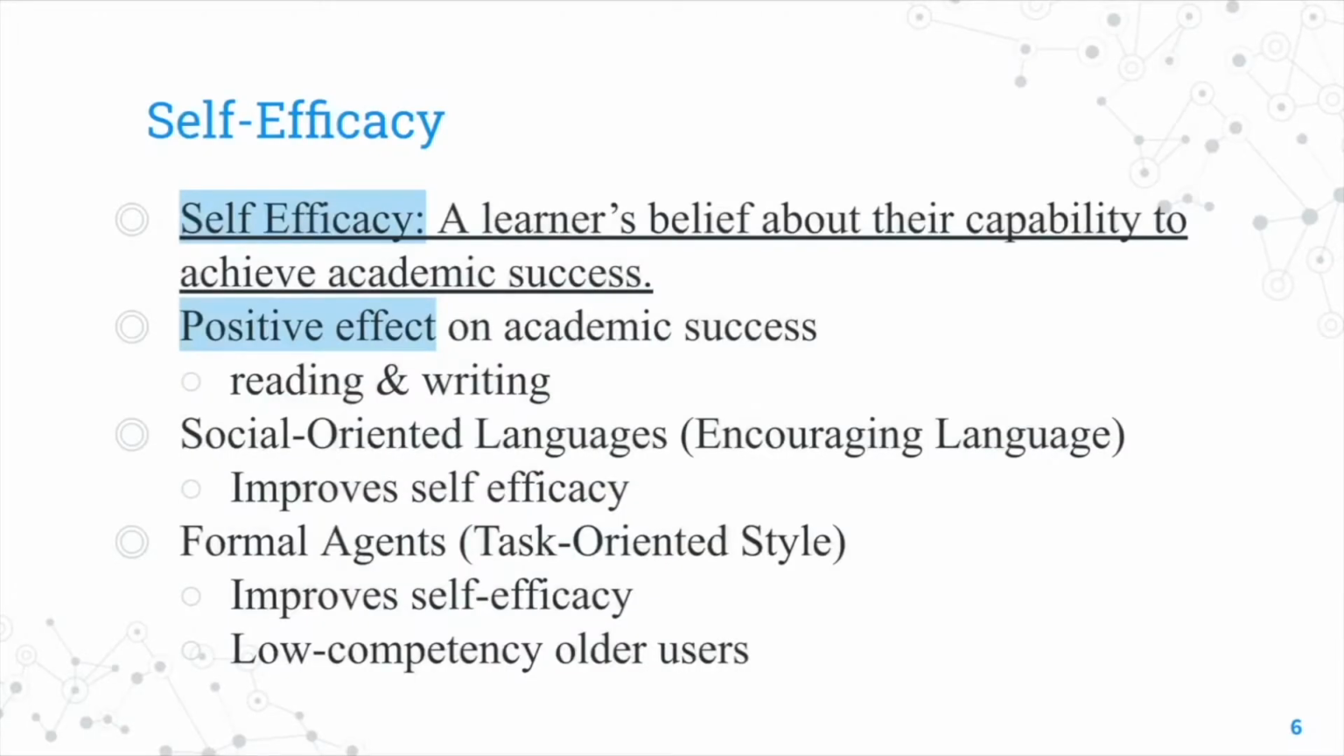In the context of learning, we define self-efficacy as a learner's belief about their capability to achieve academic success. We also analyzed the results of previous studies on academic success in reading and writing. These studies found a positive correlation between self-efficacy and academic success. Additionally, previous studies showed that in ITS, socially oriented agents that spoke in encouraging language improved learner self-efficacy. On the other hand, formal agents that spoke in a task-oriented style elicited greater self-efficacy in low-competency older users.